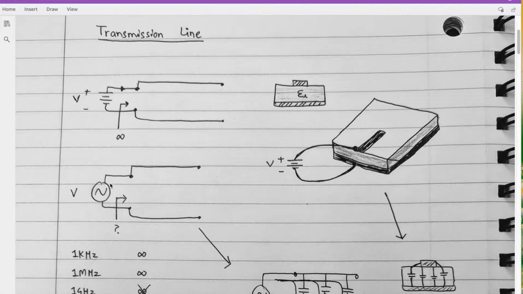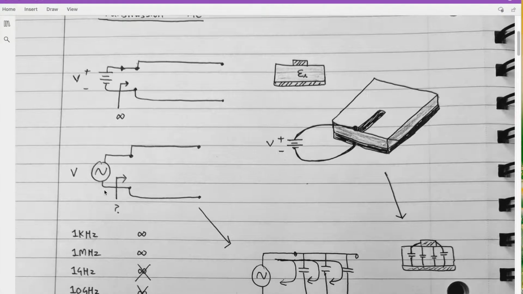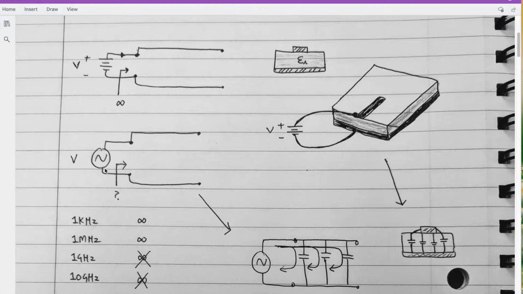How about if we apply an AC signal though? If we apply a 1 kilohertz AC signal, what is the current? You would still say it is open circuit, so infinite impedance, zero current. What about 1 megahertz? Yes, still open circuit, so zero current. What if we apply 1 gigahertz, 10 gigahertz, or even higher frequencies? Does it still look open circuit to you?